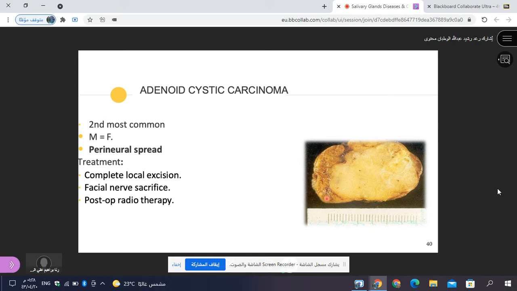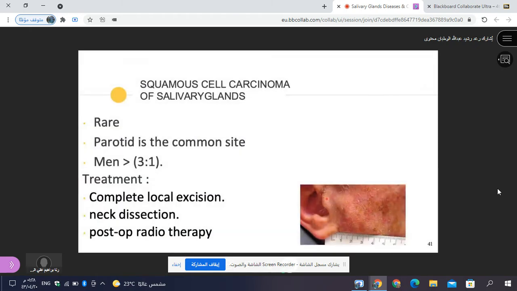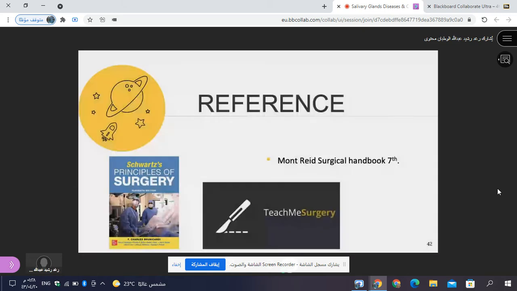And now let's move to the second one, which is the squamous cell carcinoma. Ragad, next. Okay, lastly, the last malignant tumor, which is the squamous cell carcinoma, is rare, and men are more affected. It is highly invasive. So the treatment is complete local excision, neck dissection, and postoperative radiotherapy. I think that's it. And here's our reference.